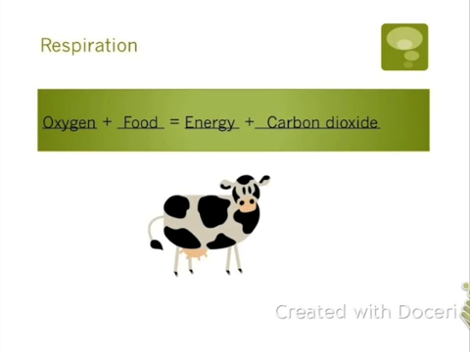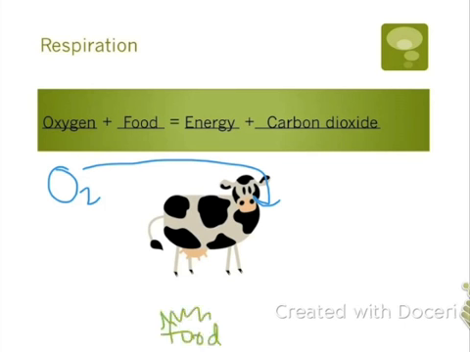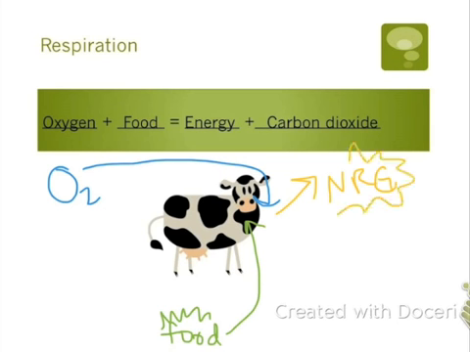So if we were to draw this out, we have the organism breathing in oxygen from the atmosphere, thanks to those plants. And the organism is also eating food. So with the oxygen and the food, the organism is able to produce energy and then also releases carbon dioxide. And that goes back into the atmosphere.